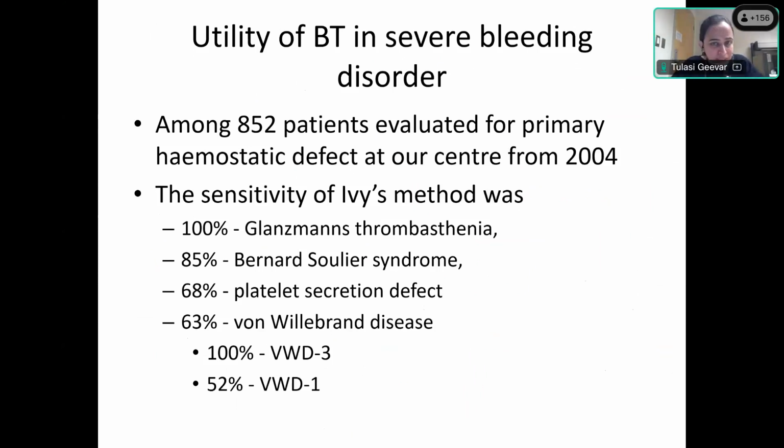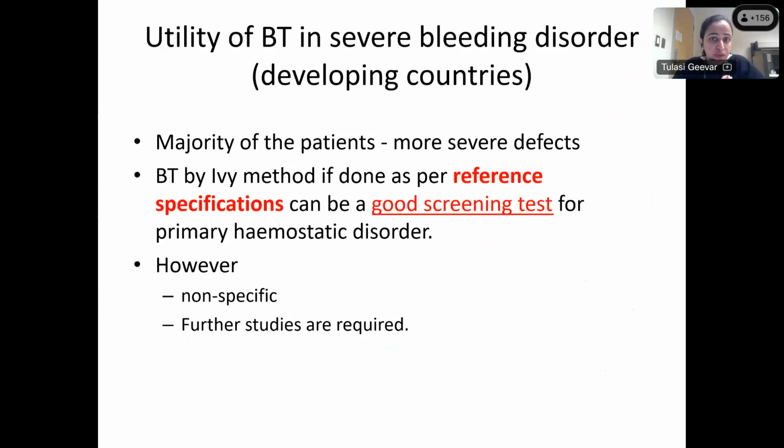But when we look at it in severe bleeding disorders, it has very good sensitivity: 100% for Glanzmann, 85% for Bernard-Soulier, and about 60 to 68% for von Willebrand disease, and 100% for type 3, which is the most severe bleeding disorder and the most common subtype seen in India. So it is a good test to identify the severe primary hemostatic disorders, provided it is done as per the reference specification. It can be a good screening test for primary hemostatic disorder.